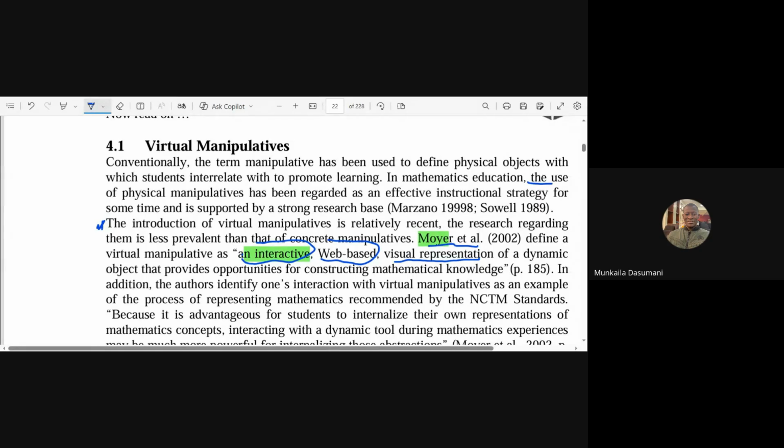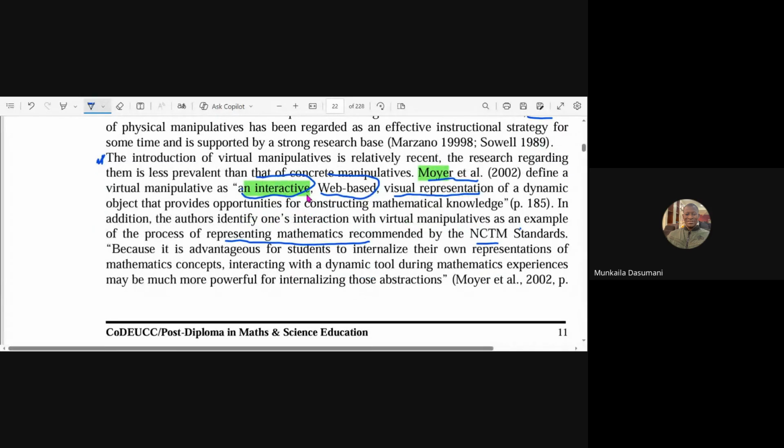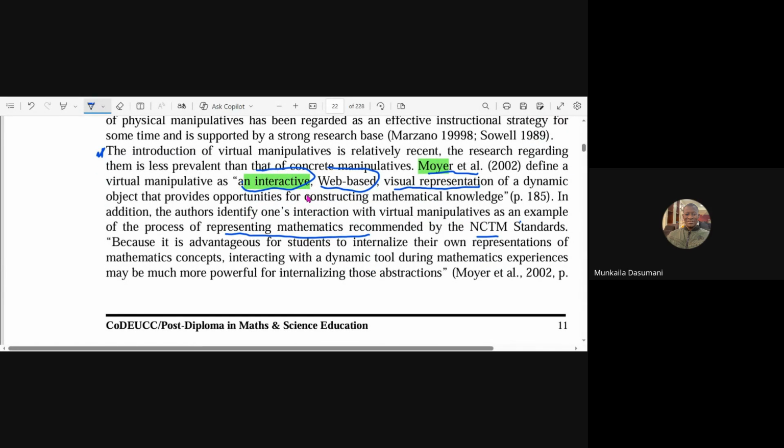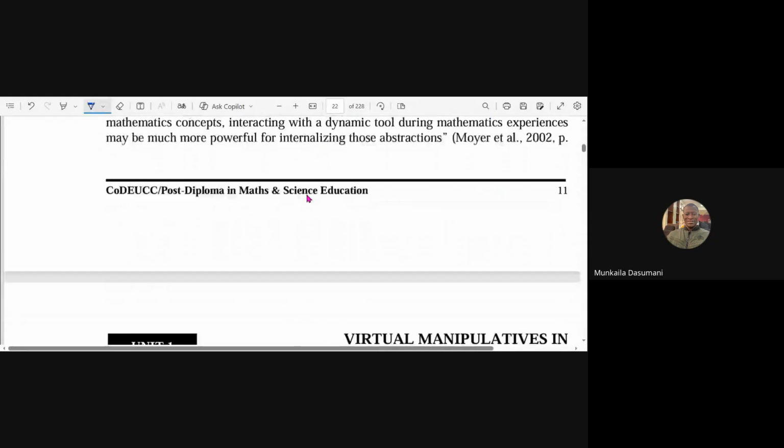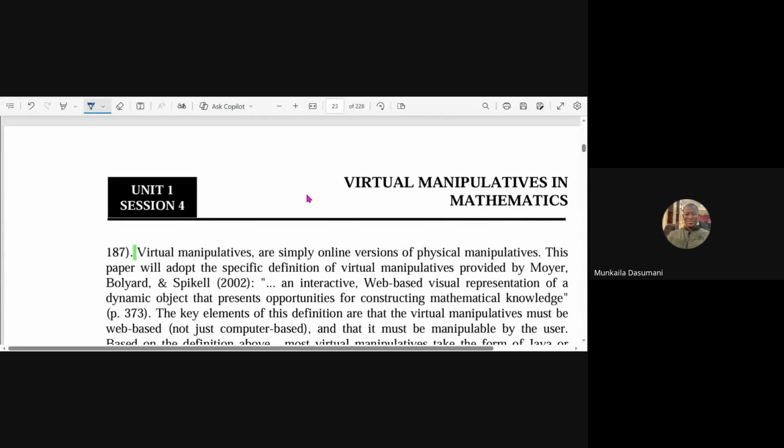In addition, the authors identify interaction with virtual manipulatives as an example of the process of representing mathematics. And this was recommended by the National Council of Teachers of Mathematics. It has a lot of advantages, these virtual manipulatives.